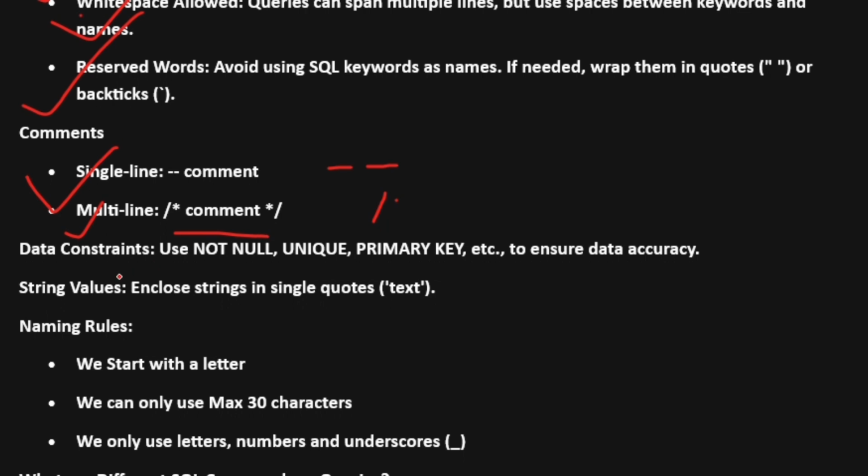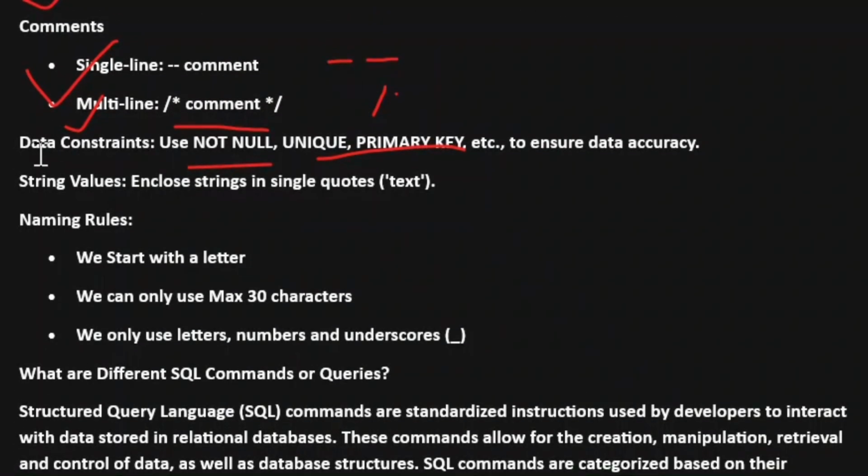Okay, so data constraints: which data constraints are used? Not null, unique, primary key. We will learn these in the upcoming lecture, so these are not important now, but today we learn DDL queries, so this is an intro. Not null, then unique, primary key. After that, ensure data accuracy.